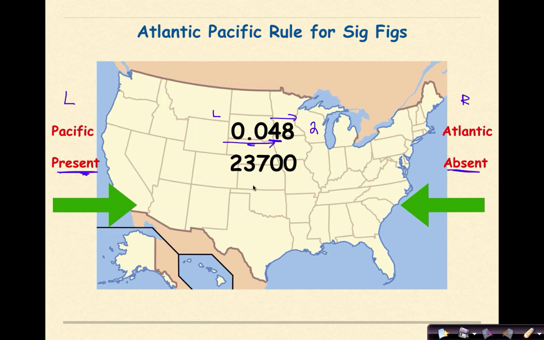Here's my next number. You will notice that the decimal is absent, which means I'm going to start over on the right-hand side and go across until I hit my first non-zero number, which is 7. So the 7 and everything continuing on towards the left will be significant. Therefore, here I have 3 significant figures. And that is a little review of how to determine significant figures if you're given a number.